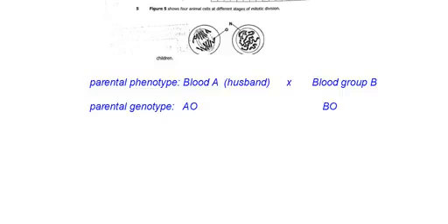Alright? So remember, on the parental genotype there's no need for you to put a cross. There's no need for you to do that. So we are going to move on now. Okay, we'll come to the gametes. We have the gametes.